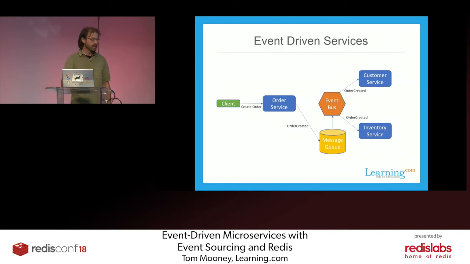Now, with this kind of a setup, we've decoupled the services. The order service doesn't need to know anything about the customer service, doesn't need to know anything about the inventory service, and you can add even other services without having to touch the order service at all. Our writes are also now inherently atomic because it's only one write to that message queue.